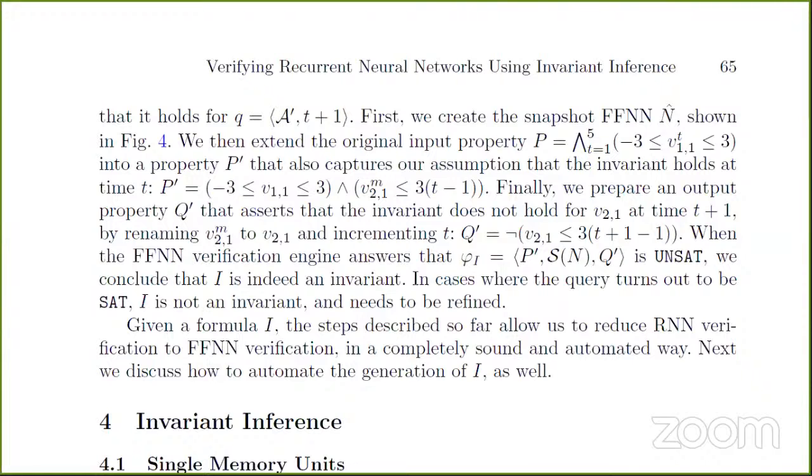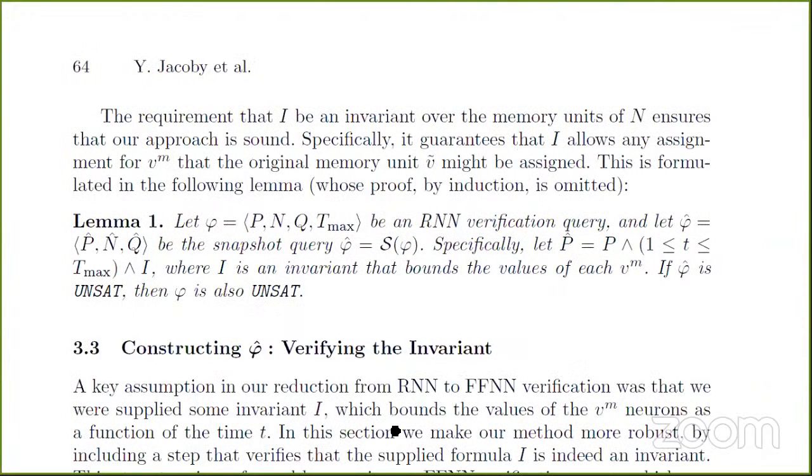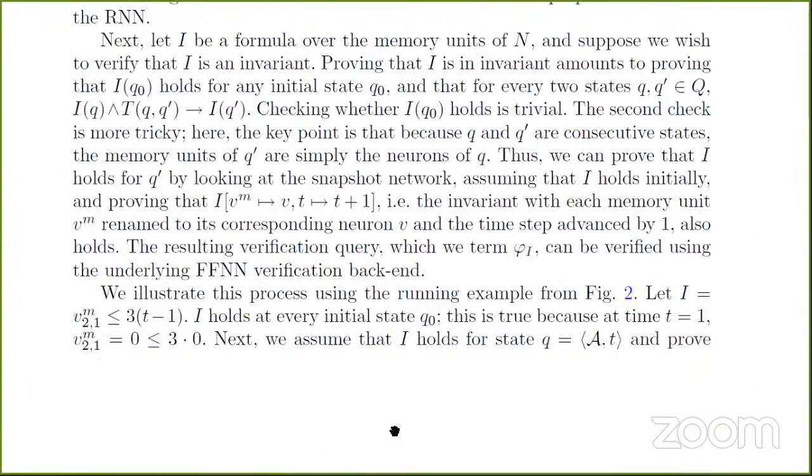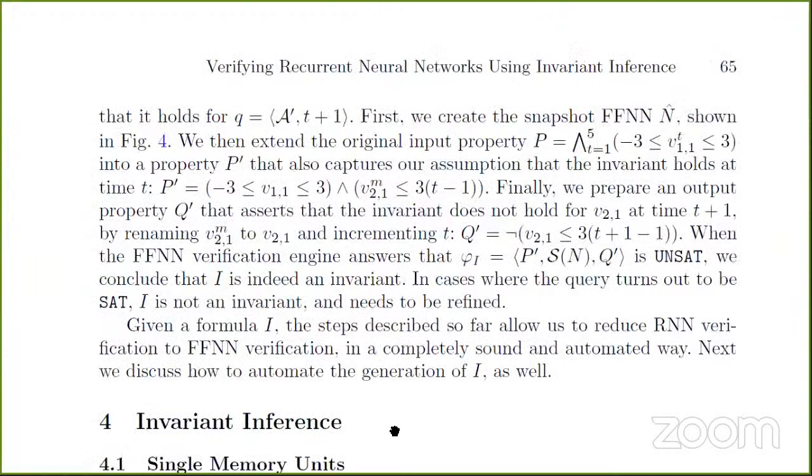So you check two things. Sorry, in the last page, you check that it is true in the beginning. And now you are checking that if it is true at some point, will it also hold in the next time instance? Checking whether it is true in the beginning is trivial. To check whether it is inductive requires you to make one neural network verification query, one FNN verification query. This can again be done by the Reluplex engine or Marabou if this is simple enough.